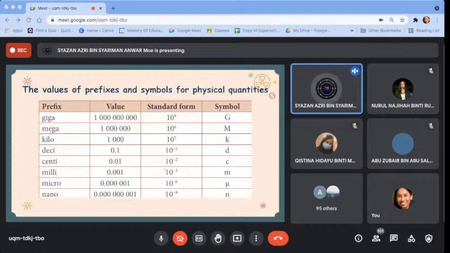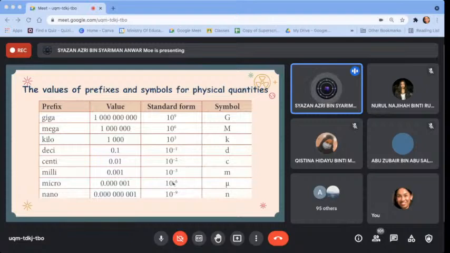So next is milli. The value is 0.001. The standard form is 10 to the power of -3, and the symbol is M. Next is micro, 0.000001, and the standard form is 10 to the power of -6. The symbol here means micro. So whenever you see this symbol, it means the unit is in micro. You can see here there are 6 decimal points, so the standard form will be 10 to the power of -6.